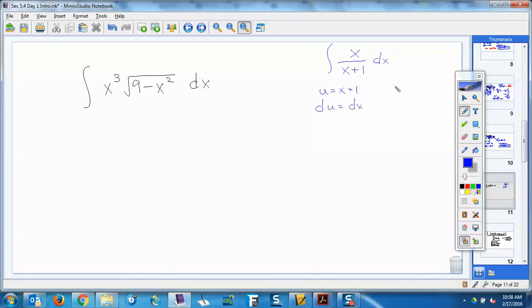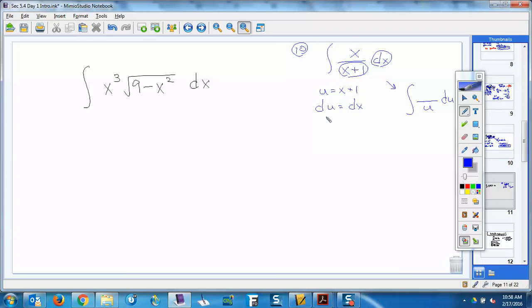So now when you sub that, this was number 10 in the homework. When you sub that, the bottom is going to be u. And then what's the top? Well, here's the problem: there's no x in here. Now there's this dx, which would just get replaced with du, because they're equal. So you've got this extra x thing.